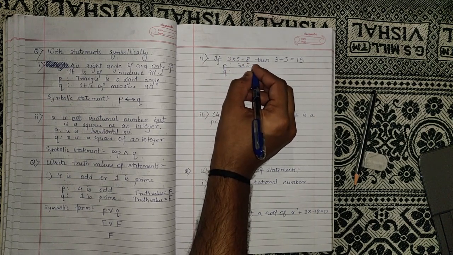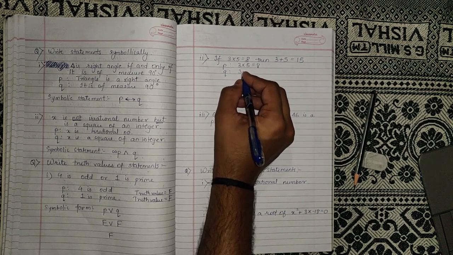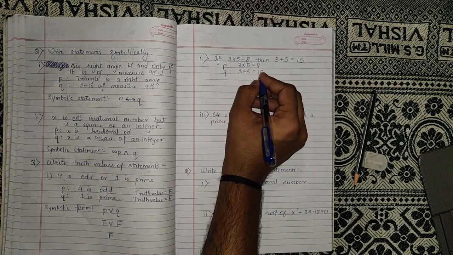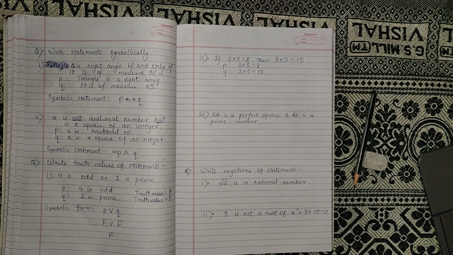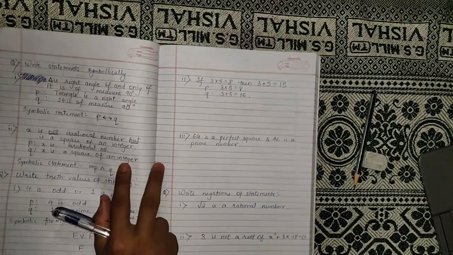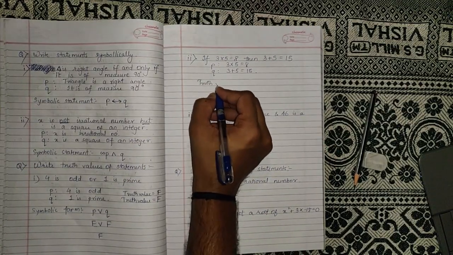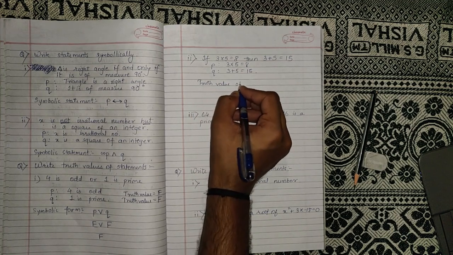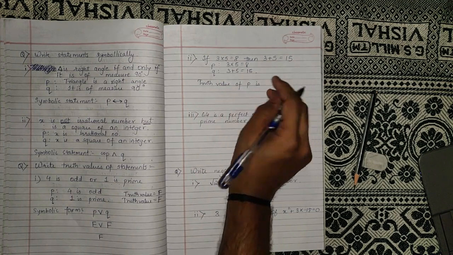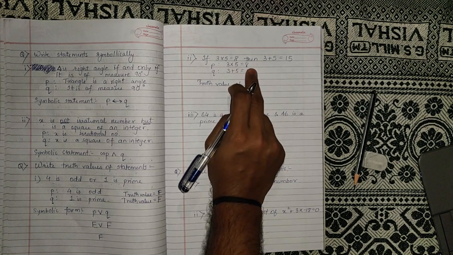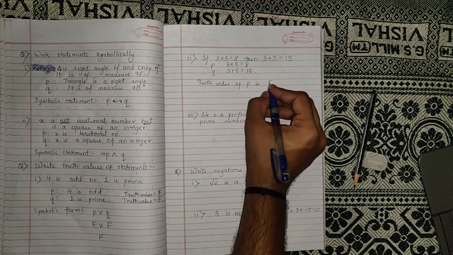3 into 5 is equal to 8 and 3 plus 5 is equal to 15. Now we will determine the truth value of P and the truth value of Q. So the truth value of P is, is 3 into 5 equal to 8? No, 3 into 5 is 15 and not 8. That means it is false.